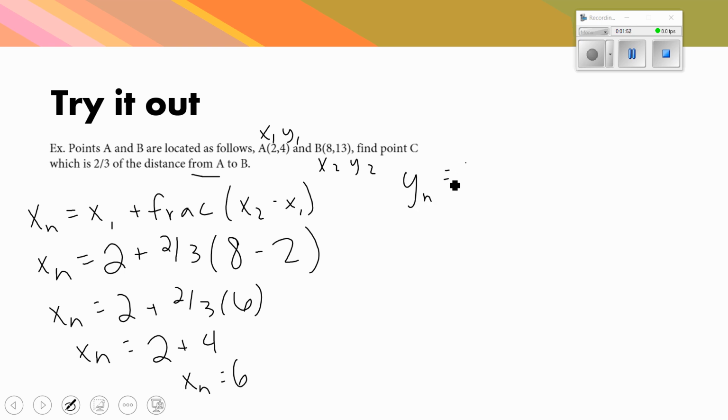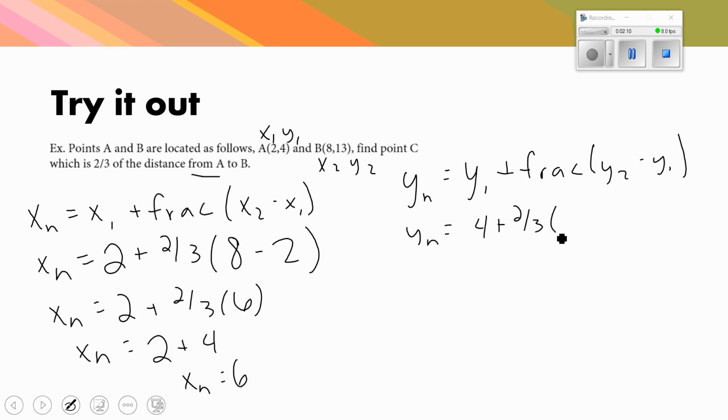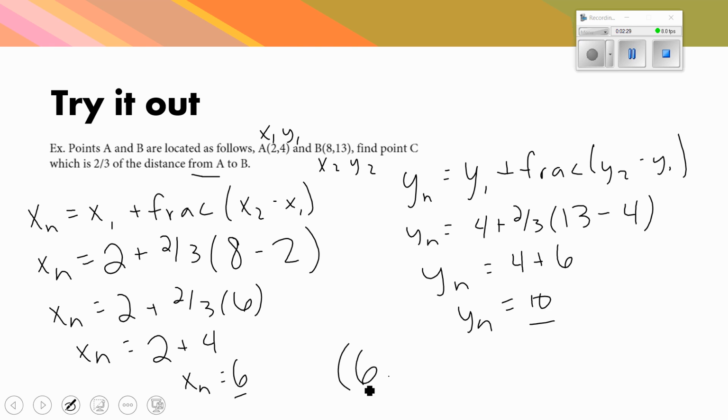Y new equals y1 plus a fraction of y2 minus y1. Okay, we're looking for y new. We have y1 was given as 4, plus the fraction was 2/3. y2 was labeled as 13. y1 was labeled as 4. Type that into the calculator, you get y equals 4 plus 6, and your y new would equal 10. So if our x value is 6 and our y value is 10, our point is 6, 10.